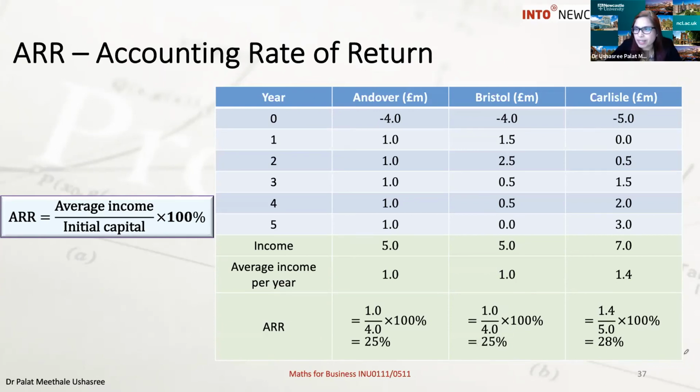And now I can compare which is the best option here, which is the best investment. It clearly shows that Carlyle, C, seems to be the best investment. So that's how you calculate ARR and then compare it.